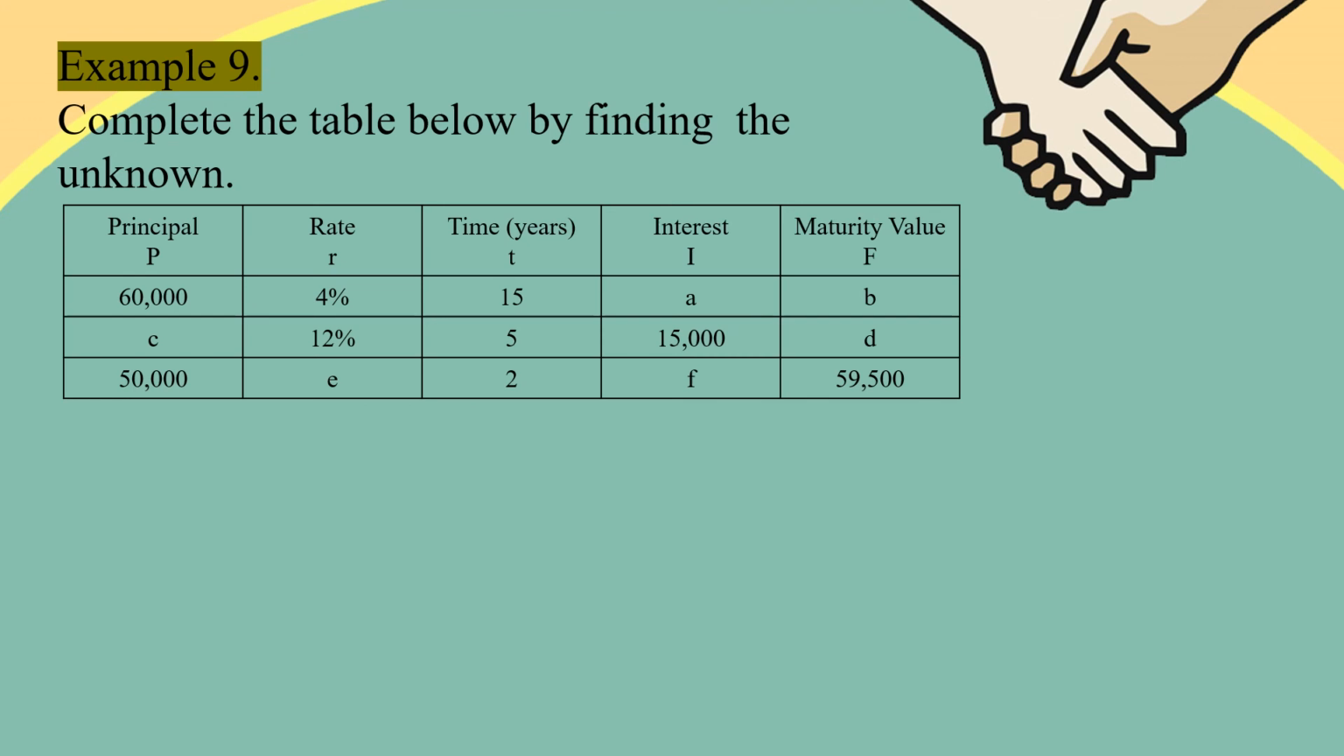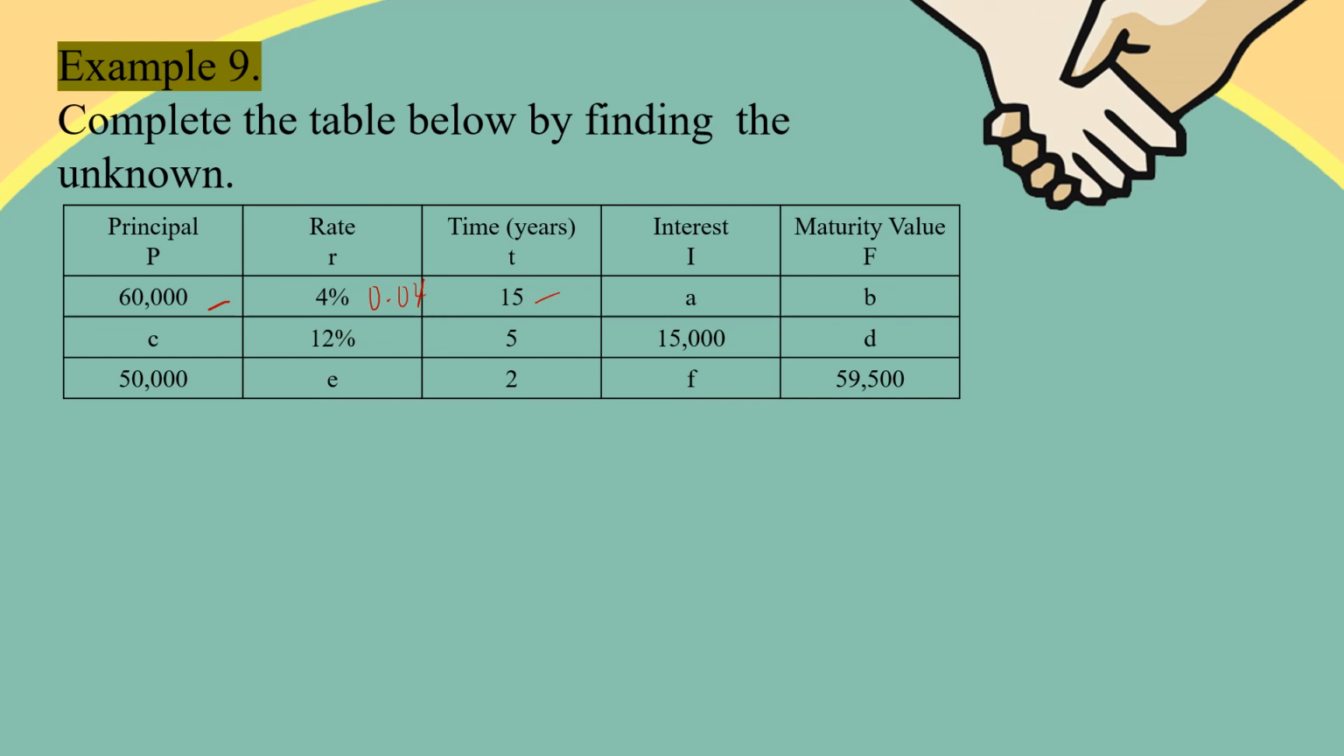Okay, so next example, complete the table below by finding the unknown. Nakasulat na agad yung given, so input lang natin agad sa formula kung ano yung hinahanap. Doon sa first row, ang given, ang principal ay 60,000. Yung rate is 4% or 0.04. Then, yung time, naka-years na to agad. So, automatic, lahat ng nandito is naka-years. So, 15 years. Hahanapin daw natin si interest tsaka si maturity value.